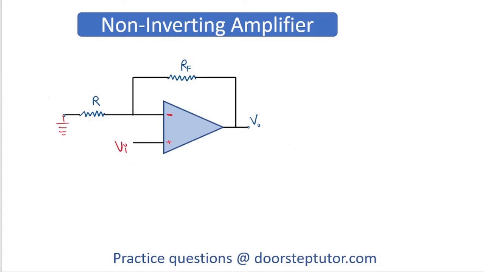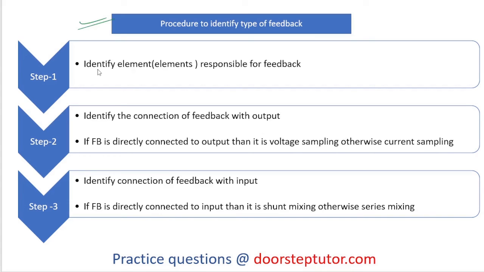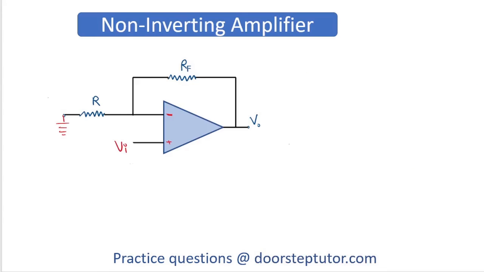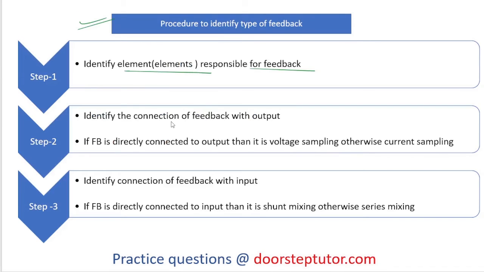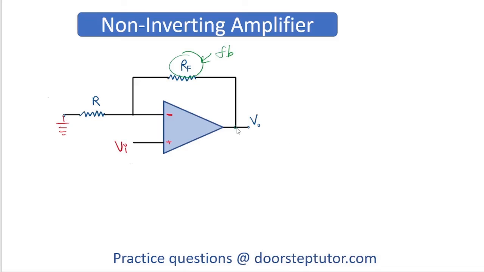Let us now see what kind of feedback it will have. In the case of feedback, we saw a procedure to identify the type of feedback. The first step is to find the element responsible for the feedback. In this non-inverting amplifier, RF provides the feedback. The second step is to find the connection of the feedback element with the output node. If the output node is directly connected with the feedback, then it is voltage sampling, otherwise it is current sampling. As you can see, the feedback element is directly connected to the output node, so it has voltage sampling.